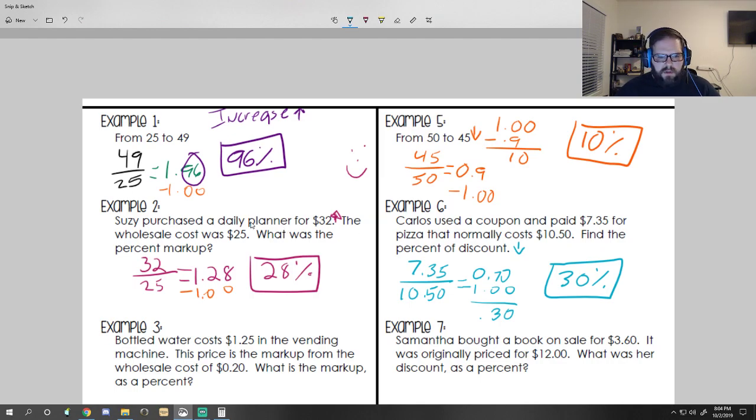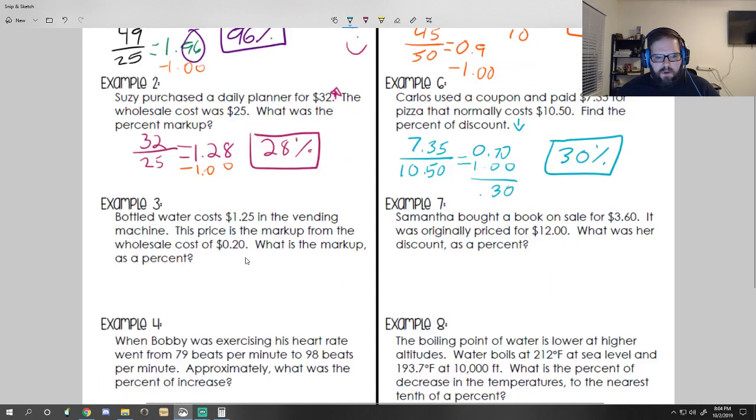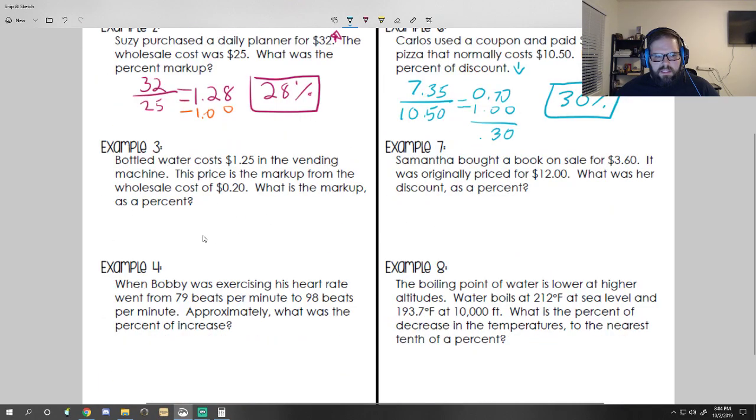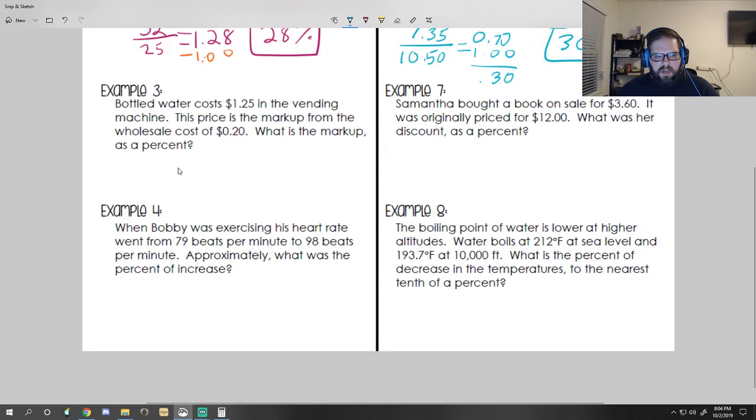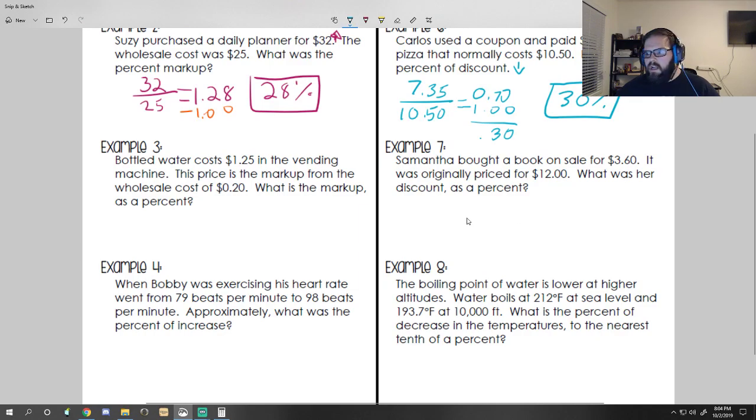Over on example 2. All right, so if we go down to examples 3, 4, 7, and 8, now it gets a little more complicated. The only thing getting more complicated is not what we're doing. We're doing the same exact thing. It's just the wording. They're trying to confuse us by adding more words because words are pretty confusing.